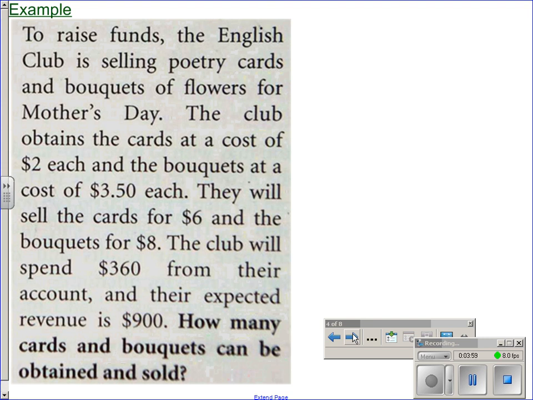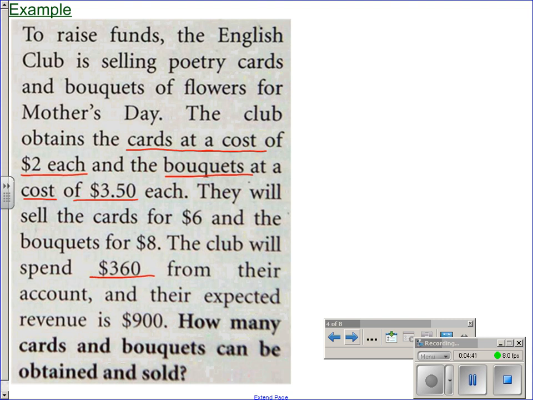Okay, so you've got a couple of things going on. The English club is trying to raise funds, selling poetry cards and bouquets of flowers. So it's kind of helpful to focus in on those certain things. You've got some discussion about cost. I'm going to use the red pen for the cost information. Cards cost $2 each. Bouquets cost $3.50 each. The club will spend $360.